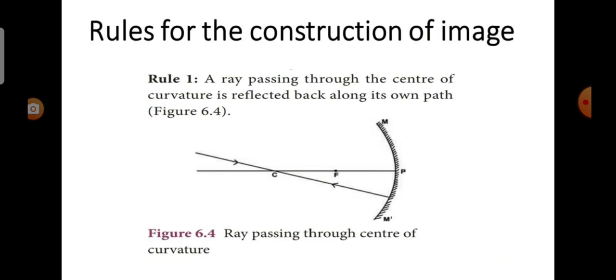We see about the rules of the construction of image. To find out the position and nature of the image formed by the spherical mirror, we need to know the following rules. We see the first rule, rule 1. A ray passing through the center of the curvature is reflected back along its own path.